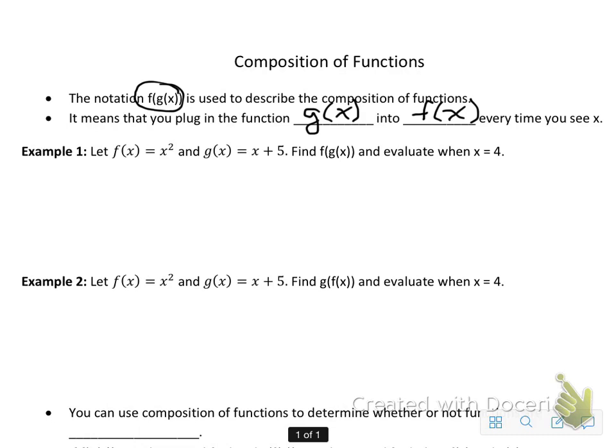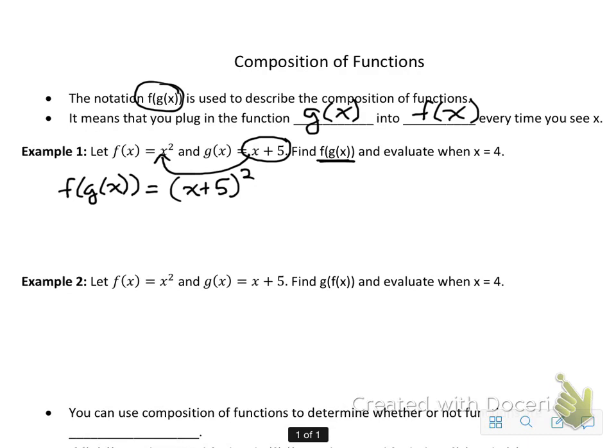Sometimes we still plug in a number into the function. So let's look at example 1. We need to find f of g of x and evaluate when x equals 4 given these two equations. This means that the g is inside f, so we're taking g of x and plugging it in to f of x. So we get f of g of x, and when we plug it in, we plug in x plus 5 instead of x.